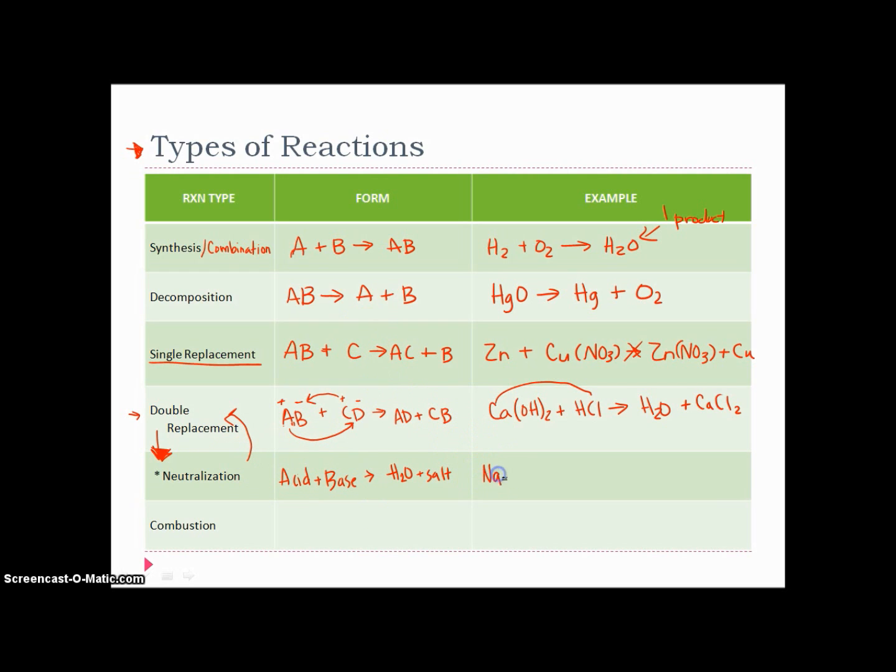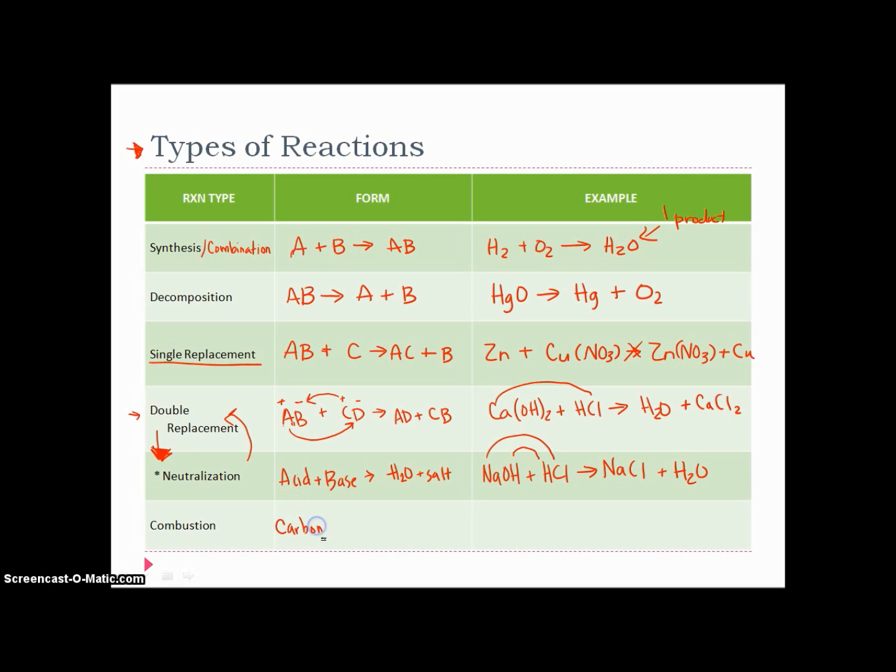So sodium hydroxide, we used this in lab yesterday, a super strong base, and then HCl, a super strong acid, react together. Double replacement: these two go together, then these two go together, so we get sodium chloride plus water. So there we go. Alright, and then combustion, this one is pretty easy to identify.